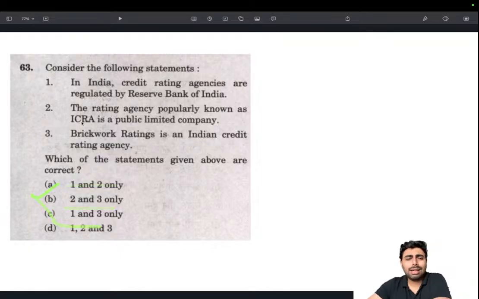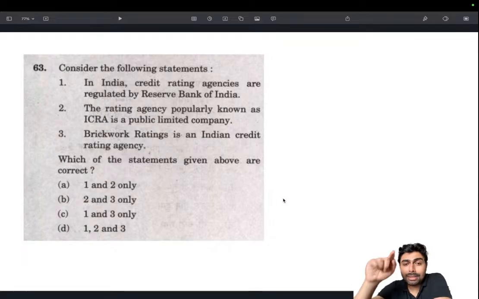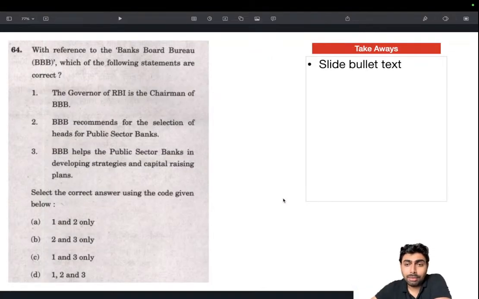UPSC is not necessarily picking upon these details, as in whether you know that ICRA is a public company or not. It's not very relevant, but have an idea about that. But one thing that is very much connected to this scenario is, I think I've put about that. Yeah, in the next question I'll show you.